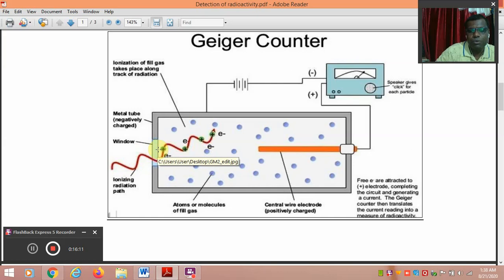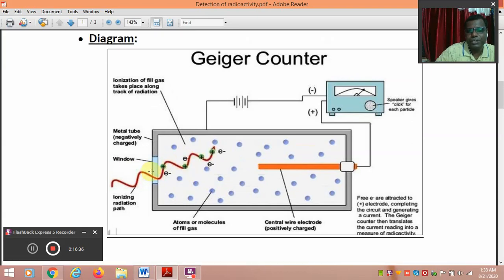So it allows the entry of only alpha and beta radiation particles, or only the ionizing radiations responsible for the ionization of these gases, but it does not allow the escape of these argon gases or ethanol or bromine vapor out of this copper cylinder. So it is very important to understand. Here we can say it is nothing but a semi-permeable membrane, which allows only the passing of certain molecules and not the other ones.